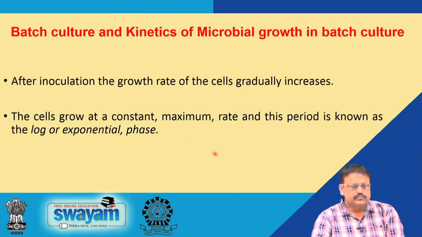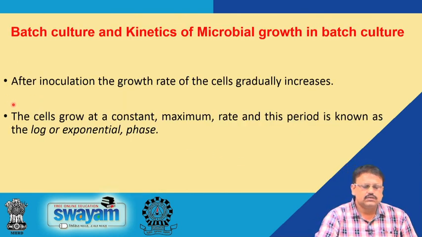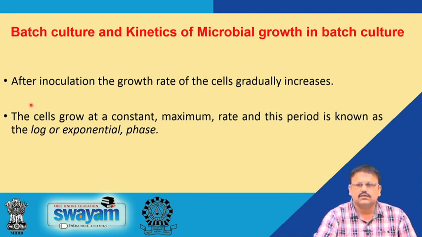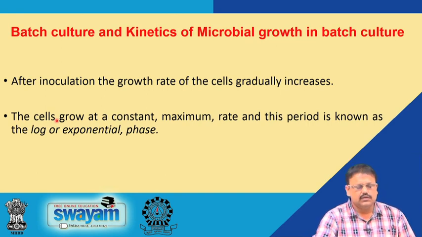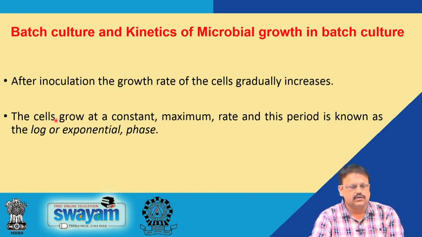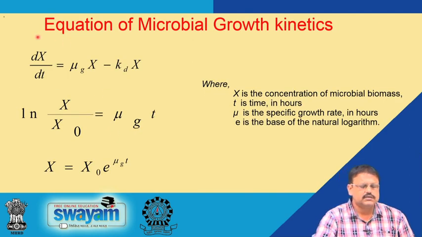After inoculation, the growth rate of the cells gradually increases. As mentioned, from the product point of view, the exponential or log phase will be the most important and interesting one. In this case dx dt, which is the microbial growth rate, increases with time: it is mu g into x, minus kd, the death rate, into x. But normally in this case it is considered that kd is 0.